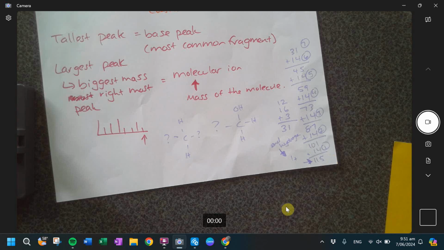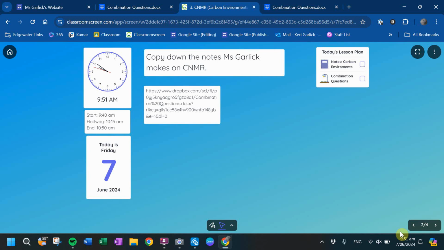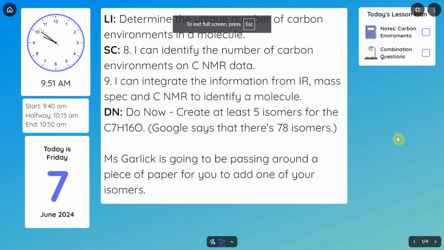All right. For your due now then, I want you guys to think about what we were talking about with organic chemistry, and that was isomers. So I want you guys to have a chance to draw 5 isomers on a piece of paper that could fit the criteria of having 7 carbons, 16 hydrogens, and 1 oxygen, so an alcohol. Does that make sense? Do you guys want me to draw you one for an example?